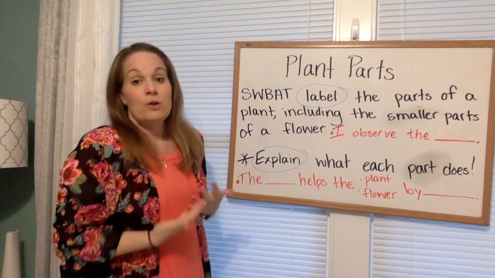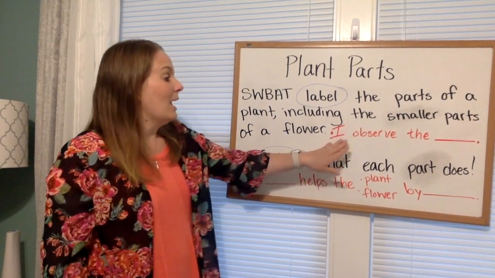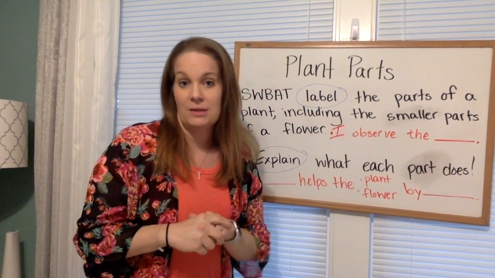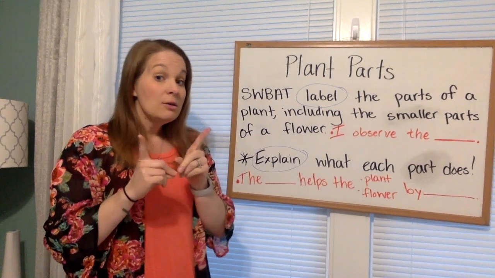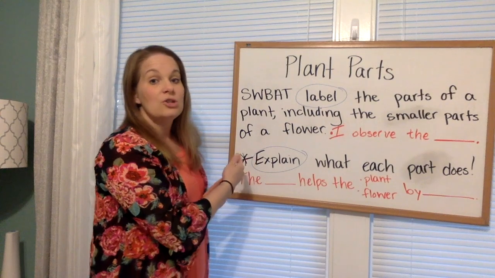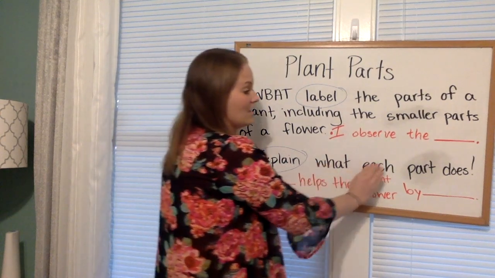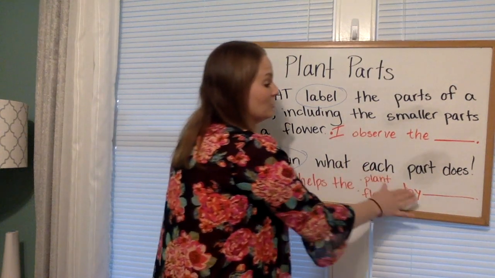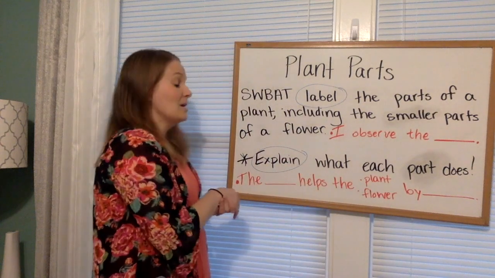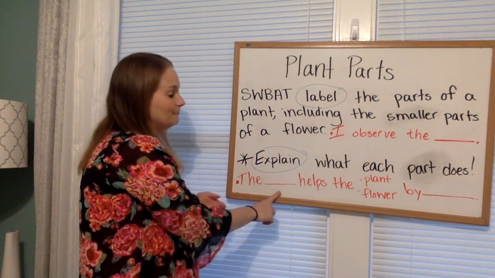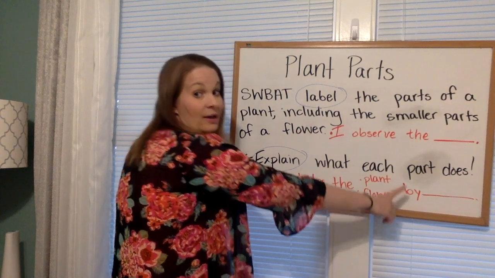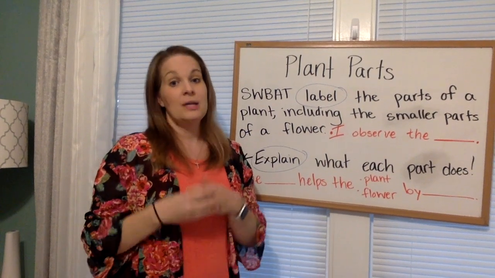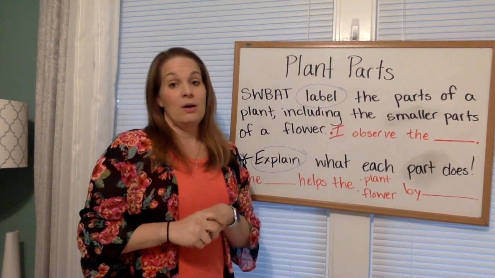Our sentences for this week for you to be focusing on are "I observe the ___." So just being able to observe and label the parts of the plants and the parts of the flowers, but also kind of giving ourselves a little challenge to explain what each part does. So being able to say "The leaves help the plant by ___," or being able to say "The ___ helps the flower by ___." So being able to explain why that part is important to the plant or the flower.